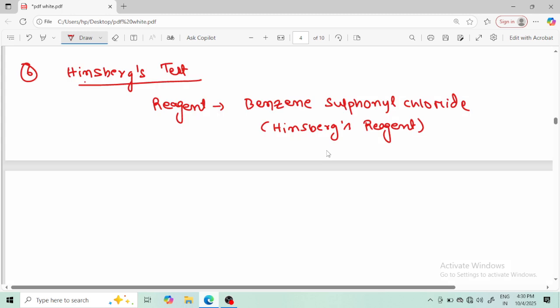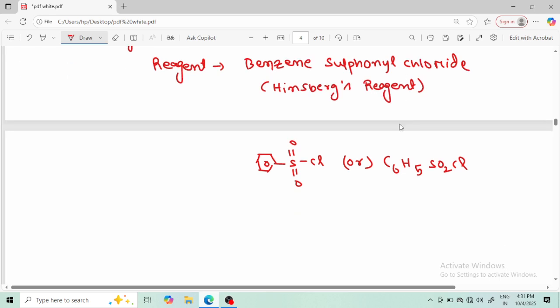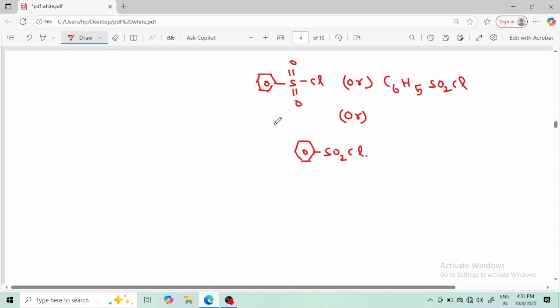Okay, now what is the structure of this one? The structure of this compound is benzene ring with SO2 and then Cl, okay. We can also write it as C6H5SO2Cl, correct? Or we can also write it as benzene ring SO2Cl. Now this Hinsberg reagent reacts differently with 1 degree, 2 degree and 3 degree amine, okay, clear? So now let's do this.